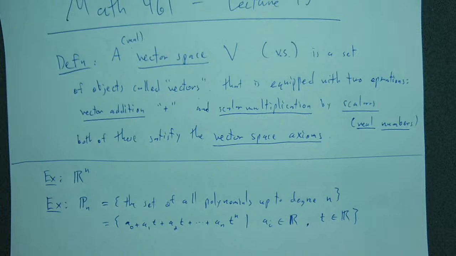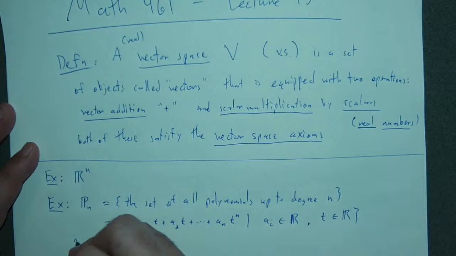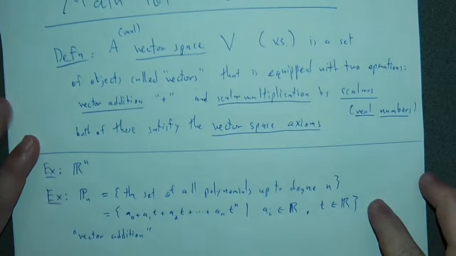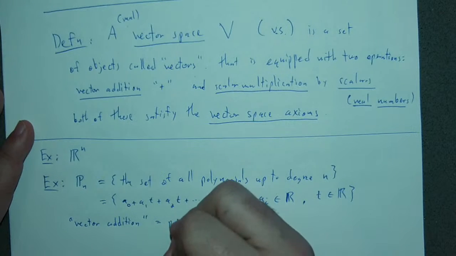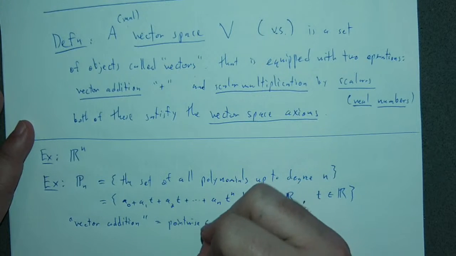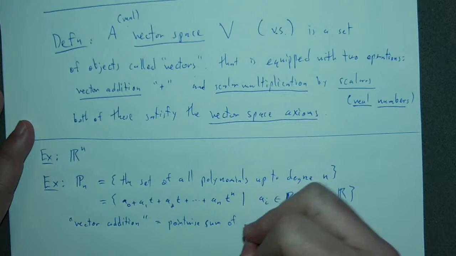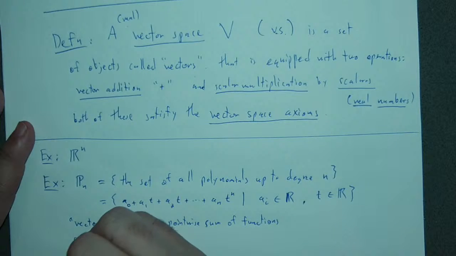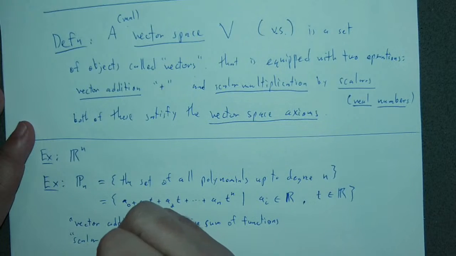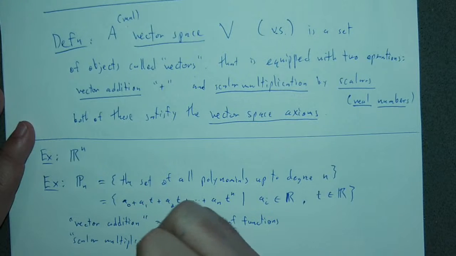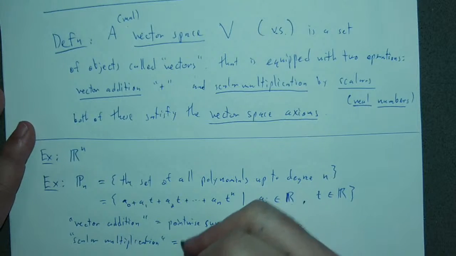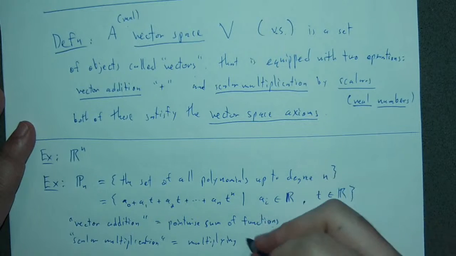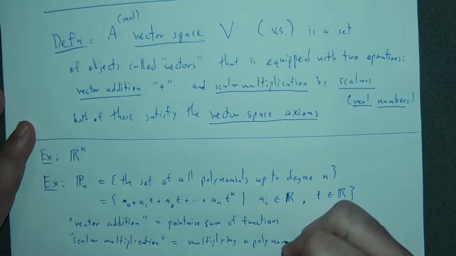This is a vector space. So what is vector addition here? Vector addition is the pointwise sum of functions. And scalar multiplication, what is that? That is multiplying, or scaling, a polynomial by a real number.